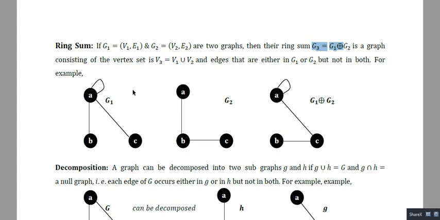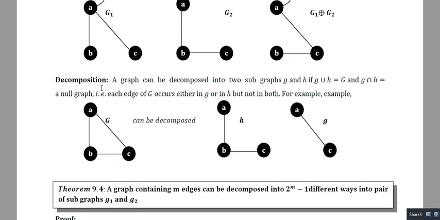Ring sum, right? So the next operation on graphs is decomposition. Decomposition is somewhat similar to dividing. Given a graph G, it can be decomposed into two subgraphs, say G and H, such that G union H will be G and G intersection H will be a null graph. I have already told you the concept of union and intersection of graphs, right?